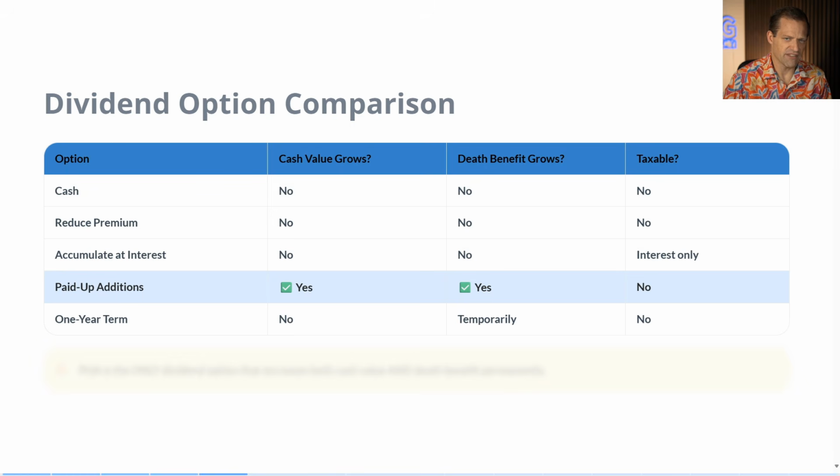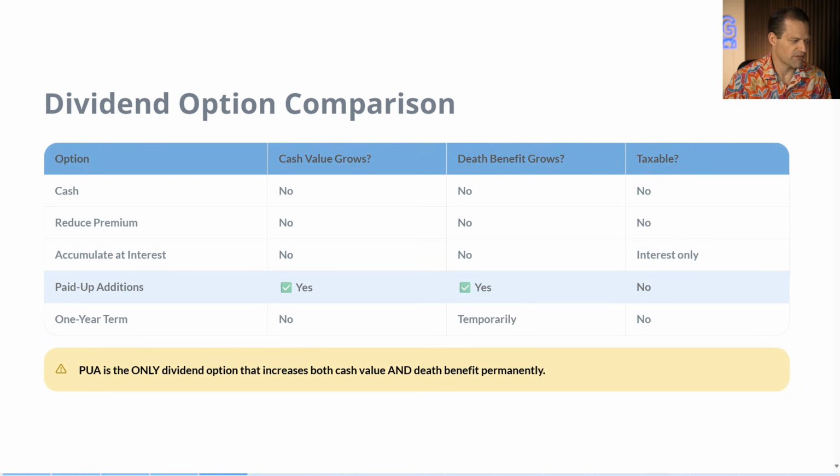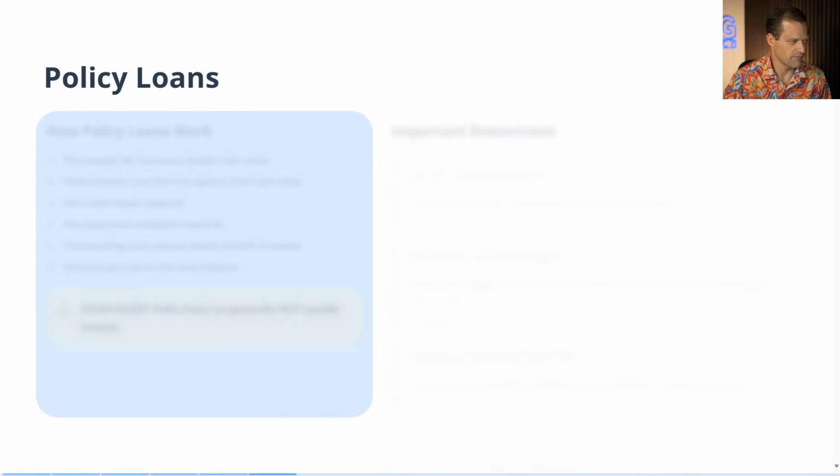So again, you can download this slide at lifehealthexamcoach.com to understand it a little more and practice it along with flashcards and exam questions. Paid up additions is the only dividend option that increases both cash value and death benefit permanently. We're reminding you of that because it's going to be tested, most likely.